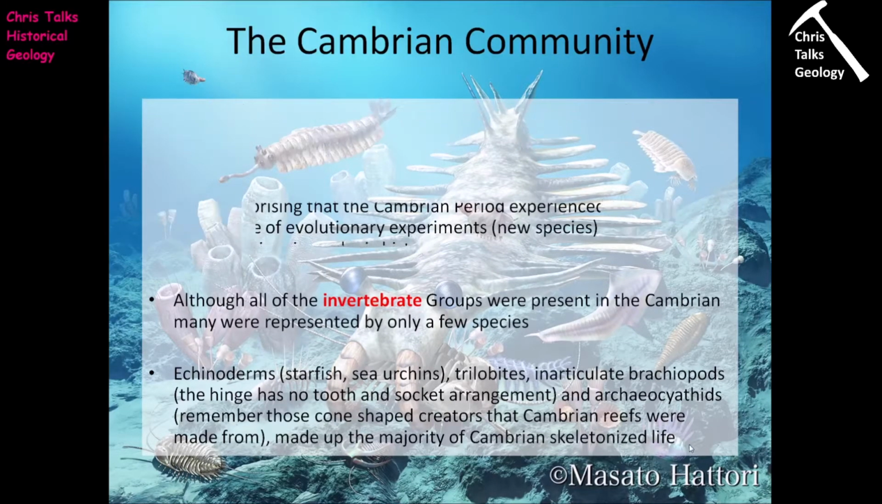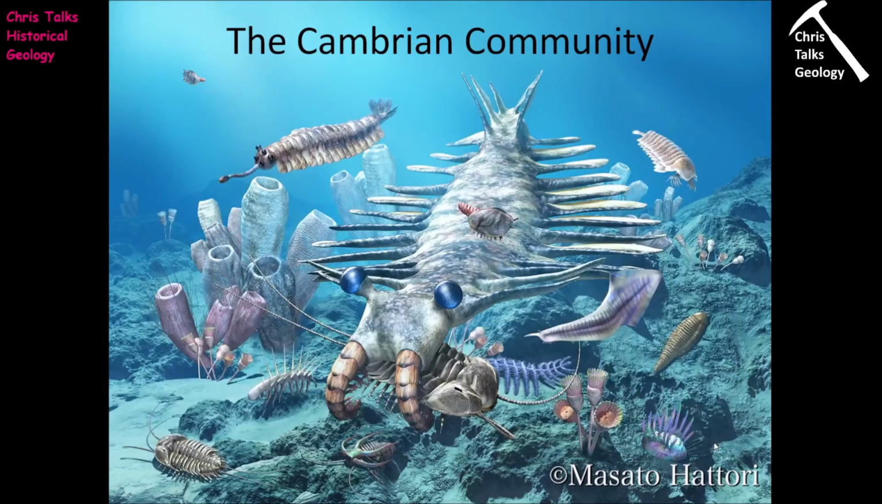So if we just get rid of the text here, we'll be looking at an artist's impression of what a generalized Cambrian reef community may have looked like. If we look, we can see in the background here we have these cone-shaped archaeocyathids. These are the filter-feeding organisms that would have made up the main mass of the reef-building organisms present during the early and middle Cambrian. And then we have a group of organisms which will look relatively familiar to us.